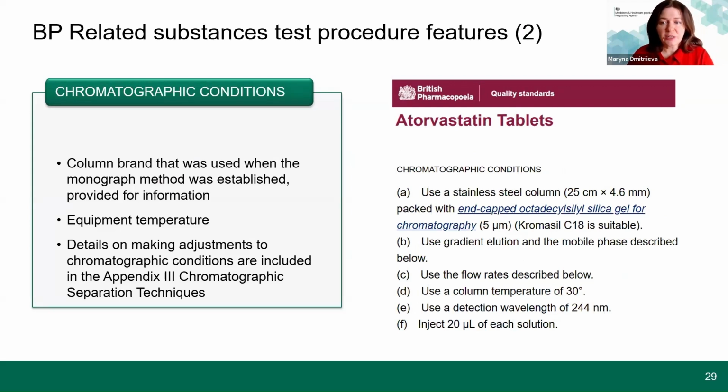For chromatographic conditions, I'd like to highlight that along with the sorbent, which can be found in the reagent section, the brand of the column that was used for the method established is provided for information and to aid the analyst. However, other alternative brands could be suitable after verification. Details on making adjustments to chromatographic conditions, as well as instructions on the chromatographic parameters calculation, are included in Appendix 3, Chromatographic Separation Techniques. Next slide, please.